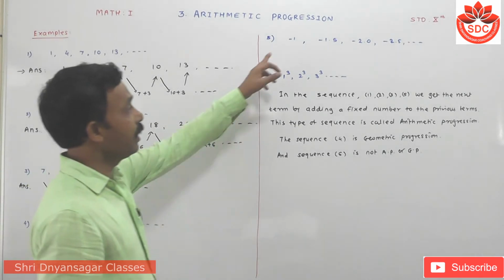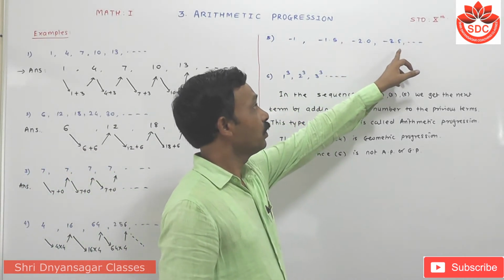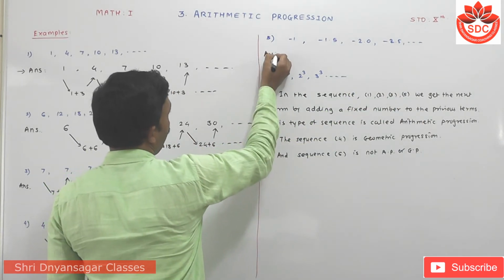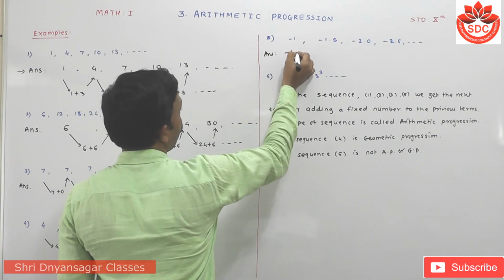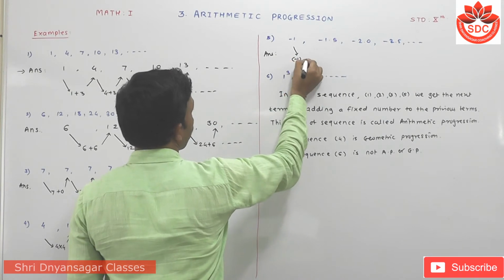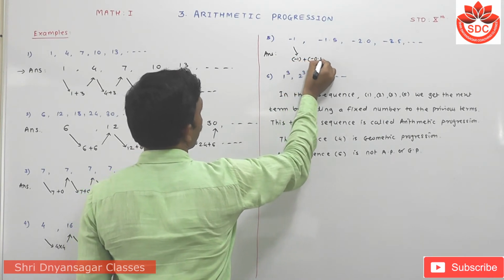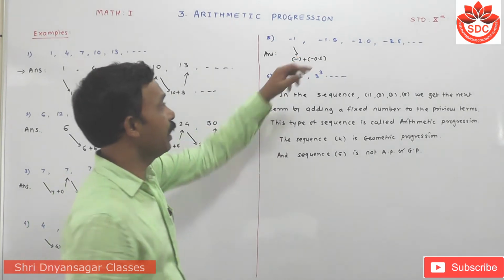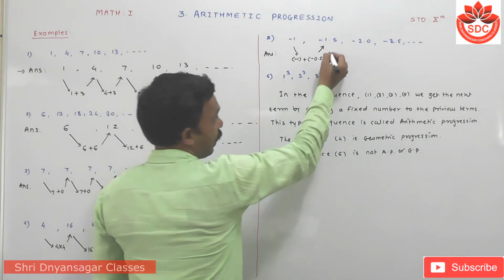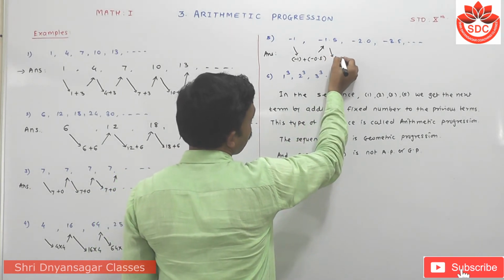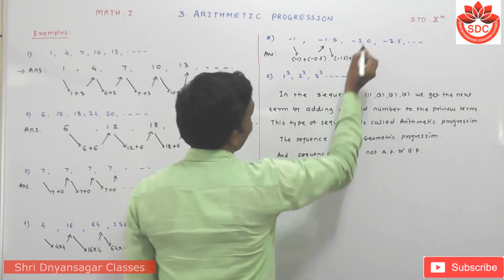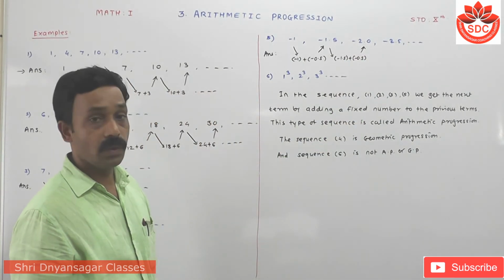Then the next one is minus 1, minus 1.5, minus 2, then minus 2.5, etc. Now if you have to add, here directly, when we add this minus 0.5, we get the value minus 1.5. Then again you have to add this minus 0.5, we get minus 2.